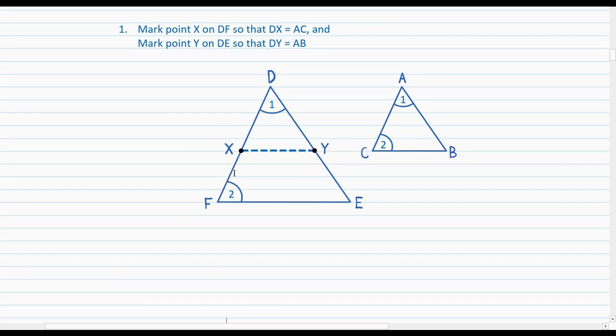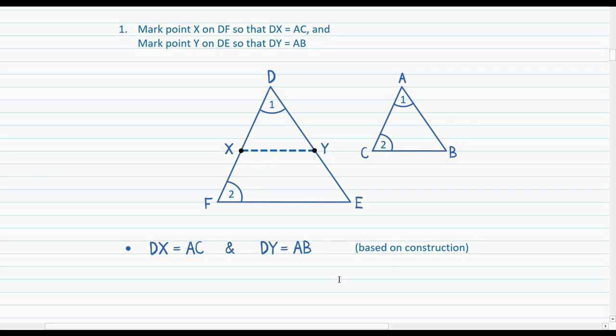So as required, I marked the point X on the side DF, so the length of side DX is equal to the length of side AC. And I marked the point Y on side DE, so that the length of side DY is equal to the length of side AB. Therefore, DX is equal to AC and DY is equal to AB. And that's based on how I defined and constructed the points.